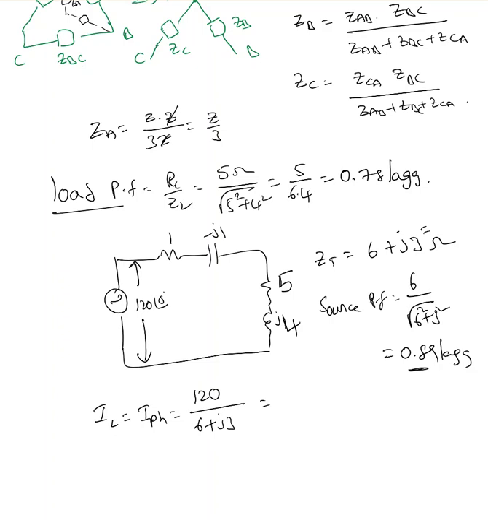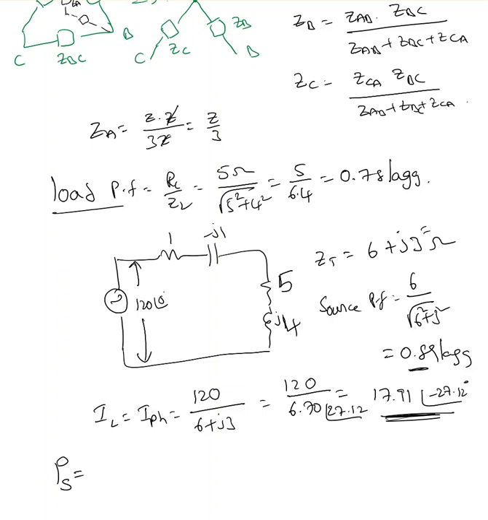That value is 120 divided by 6.7 at an angle of 27.12, which is 17.91 at an angle of minus 27.12. So now I can find the power supplied by the source.